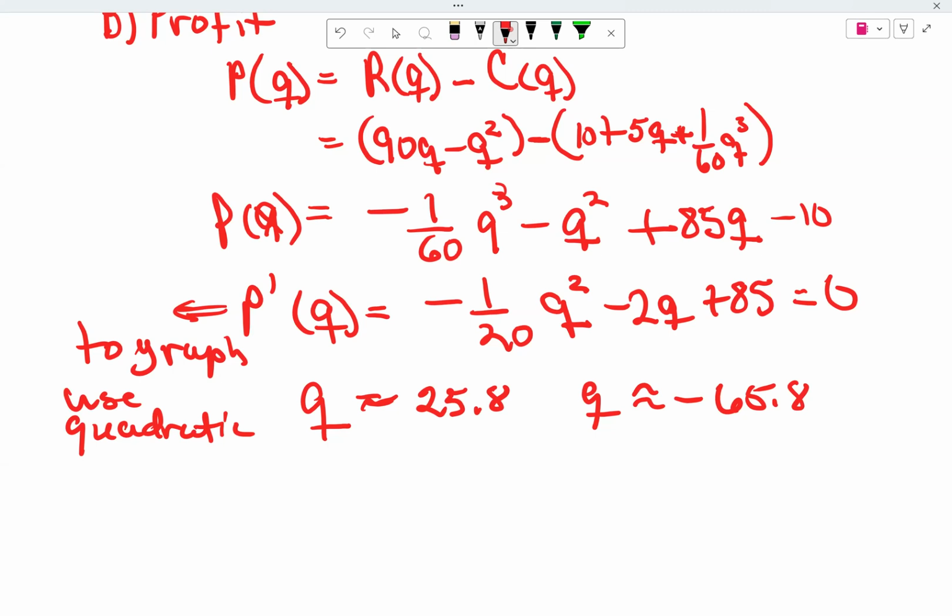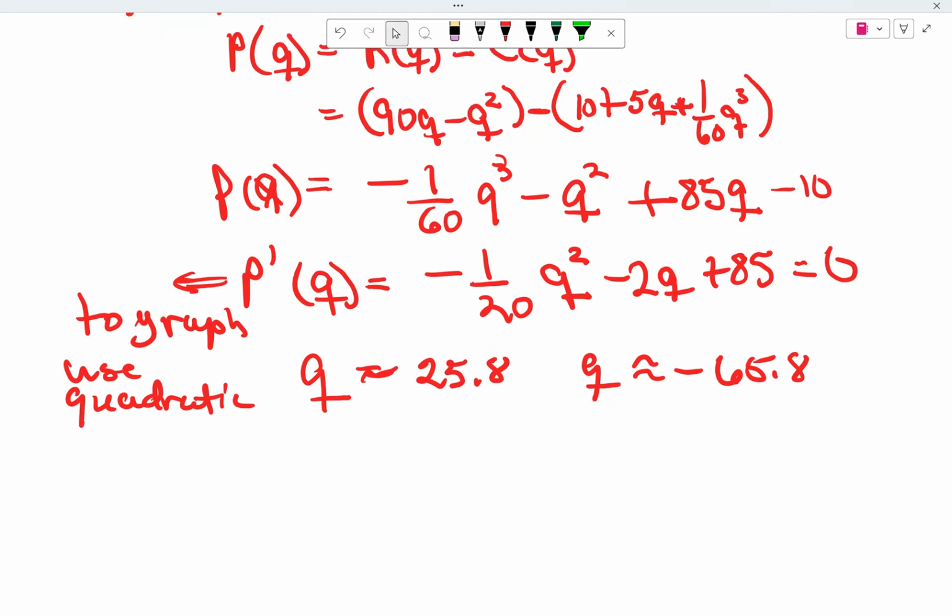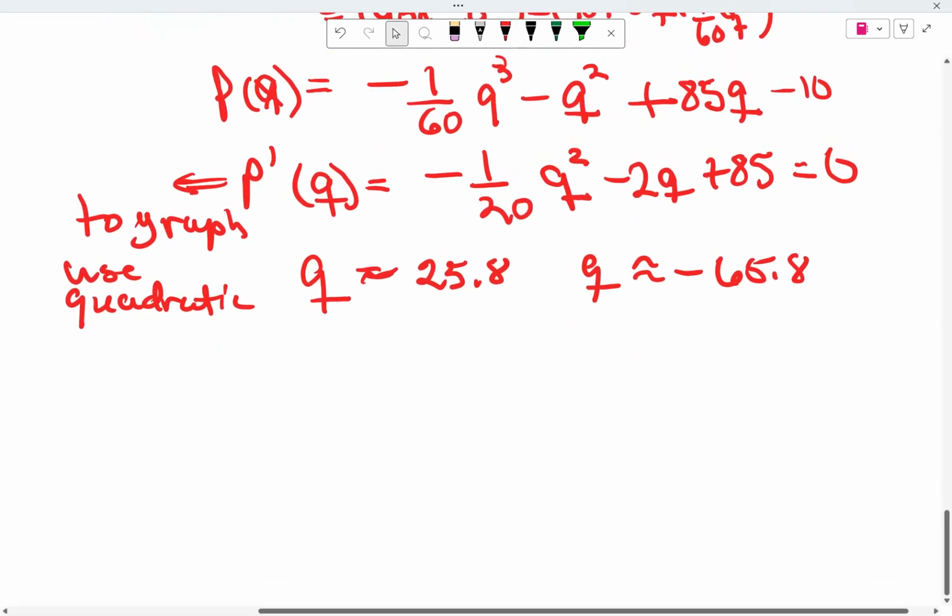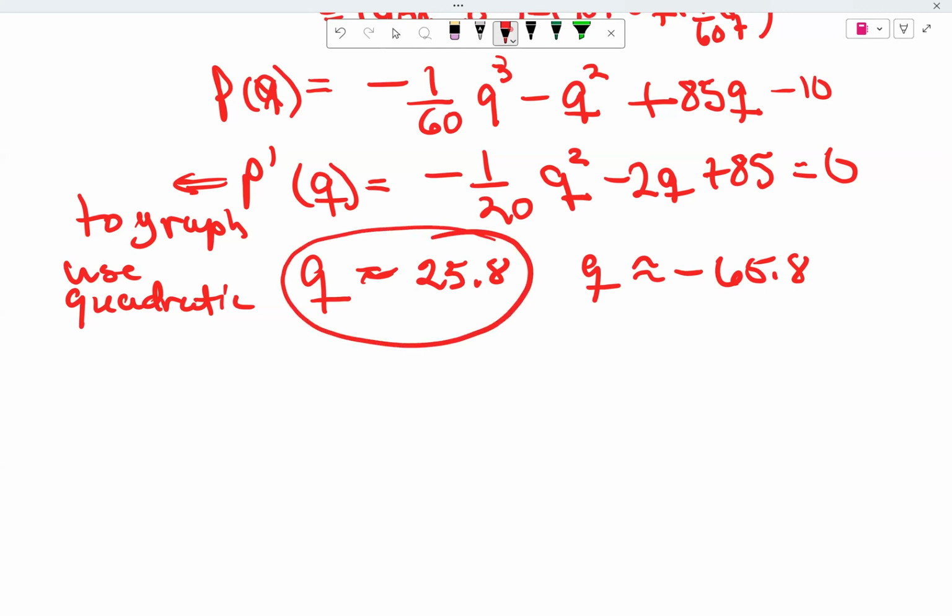And so what you find here is you can't have a negative Q. That doesn't make sense for us. Either the bicycle exists or it doesn't exist. The company is not going to sell you negative bicycles, if you think about it. So your only critical number is the positive.